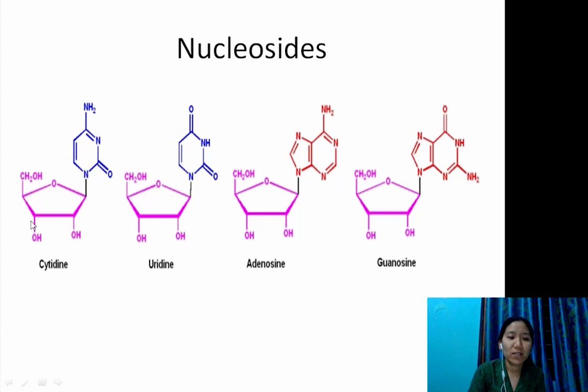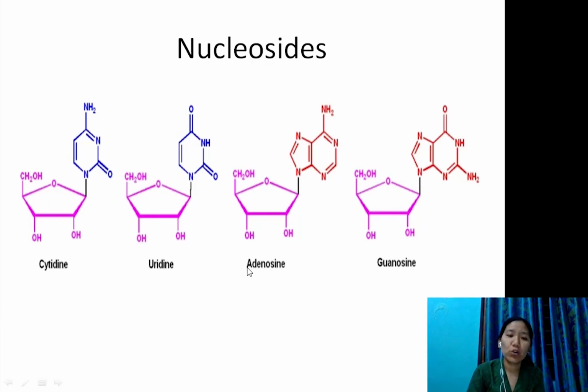So here in this example, you find that this pentose sugar linked with the nitrogenous base cytosine will form cytidine. Likewise, this sugar linked with uracil will form uridine. Sugar linked with adenine will form adenosine. Sugar linked with guanine will form guanosine. And there is one more. Sugar linked with thymine will form thymidine.